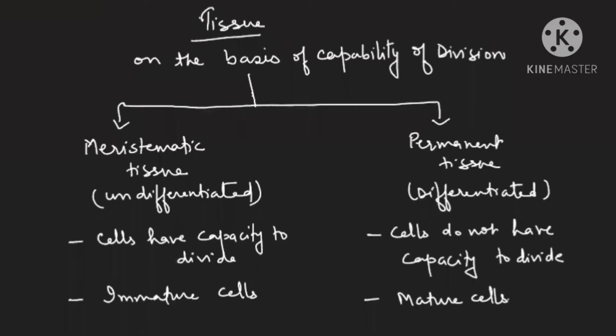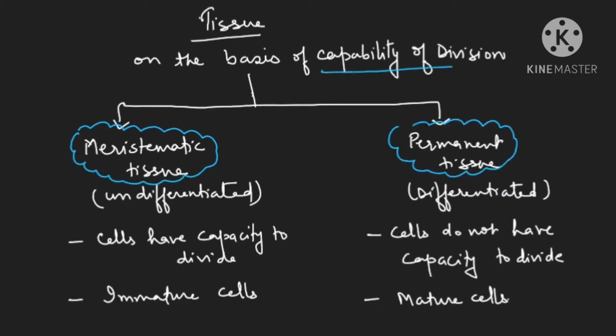Plant tissues are classified into two categories: meristematic tissues and permanent tissues, depending upon the capability of division. The meristematic tissues are the ones which have the capacity to divide. They will divide, and as a result the cells are immature. But the permanent cells are the ones which have lost the capacity to divide. Now these cells will not divide, and as a result they are mature cells.